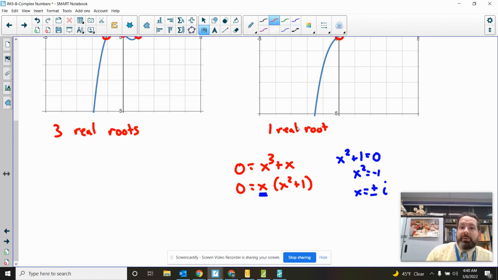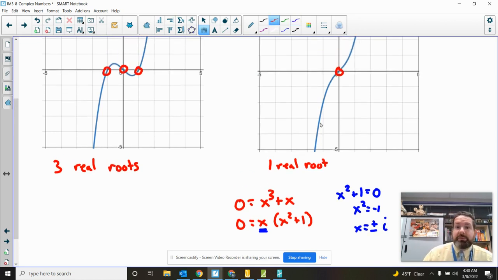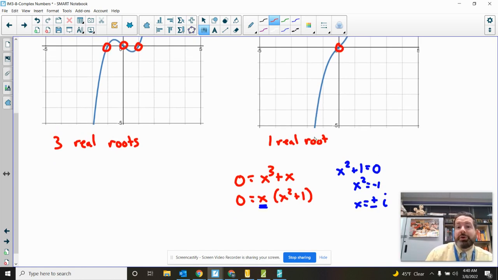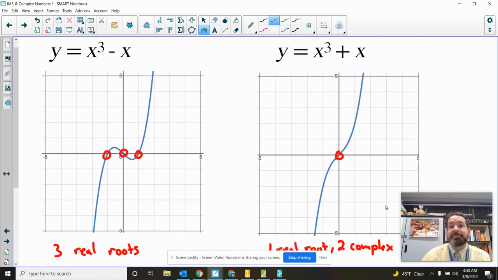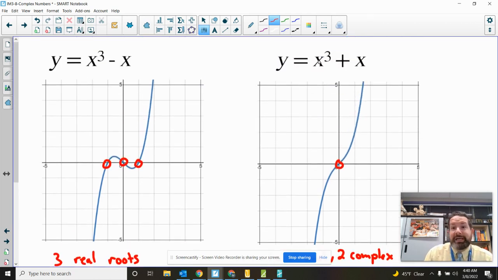So this particular equation has the one real root where we cross the x-axis at x equals 0. But there are also 2 other complex roots, the imaginary ones, positive i and negative i. If you substitute an i into this equation, what you're going to end up with is negative i plus i, which is 0. If you substitute negative i in for the x's, you're going to get i minus i, which is again 0.